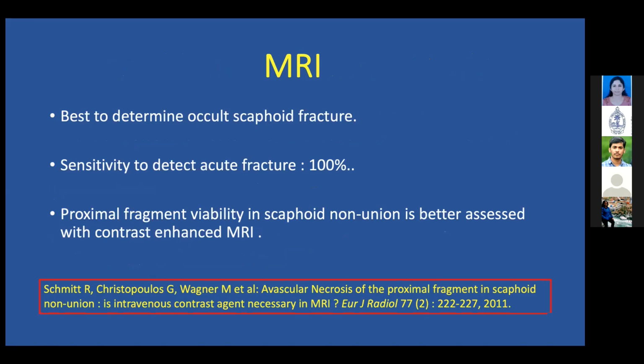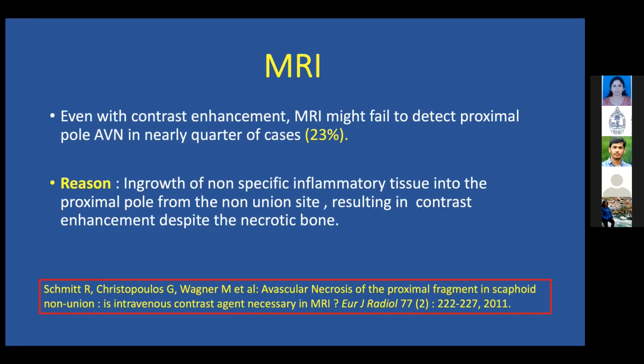The sensitivity is 100%. But the proximal fragment viability, again, can't be commented on from a normal X-ray. It needs a contrast enhanced MRI. Even with contrast enhancement, MRI might fail to detect proximal pole AVN in nearly a quarter of cases. So when we take the patient for surgery with an AVN, we should always tell them that there is a chance that it can be vascular, or it may be avascular, especially for the waist and proximal fractures. And we should be telling them both options, like both types of bone grafting.